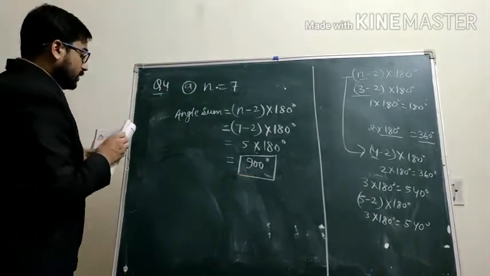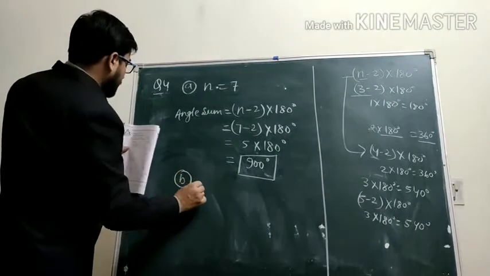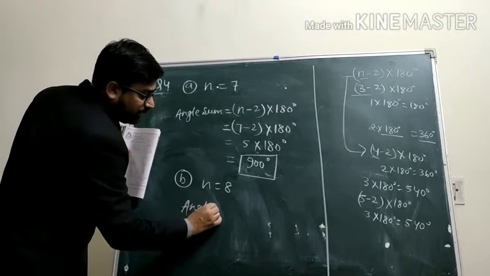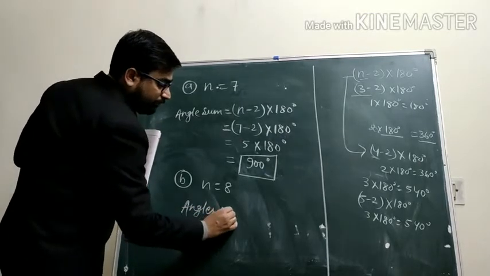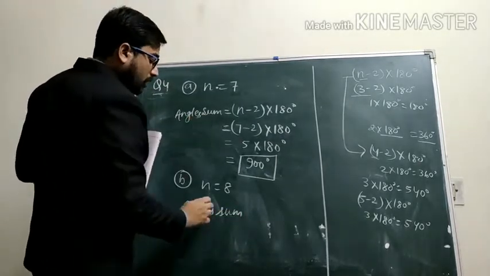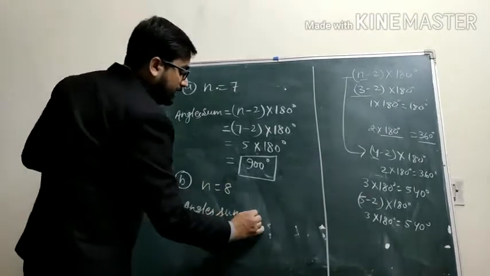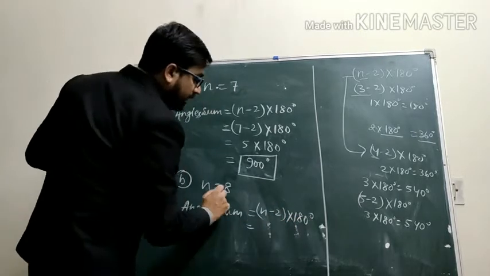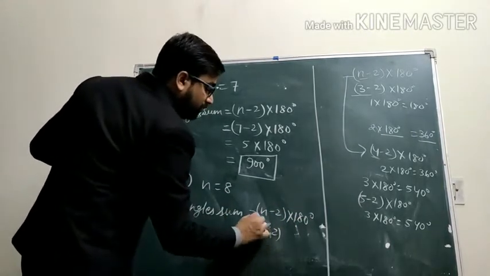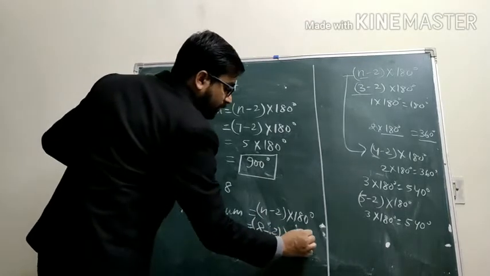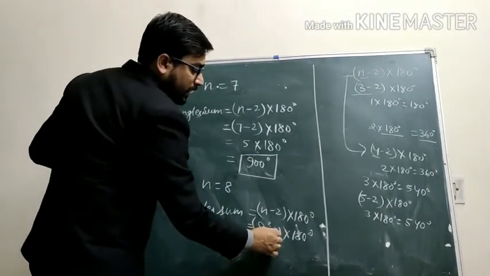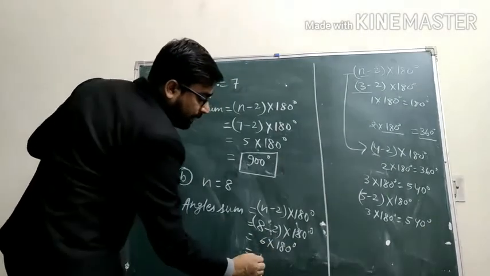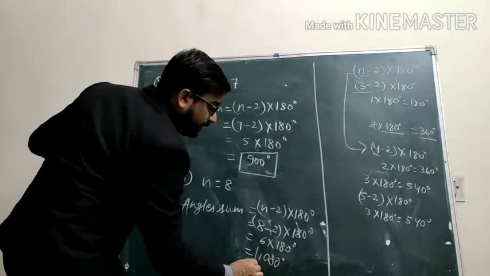Now question B, n equals 8. Angle sum of an 8-sided polygon is n minus 2 into 180. This is the formula. Put n equals 8, n minus 2 into 180. Now 8 minus 2 gives 6, 6 into 180 degrees gives 1080 degrees.